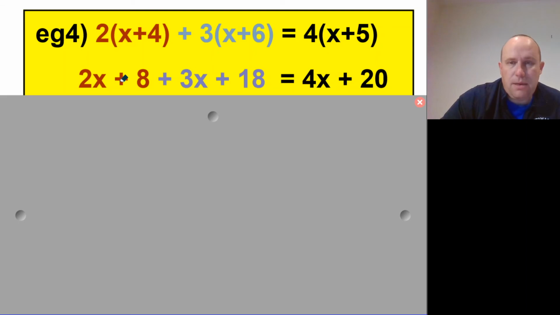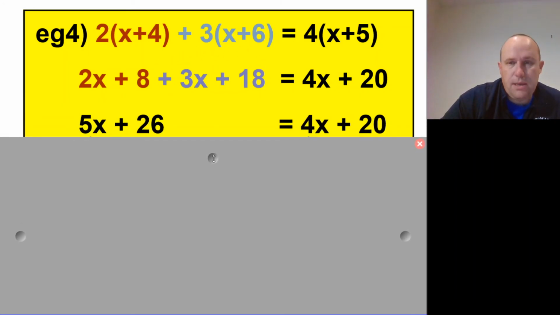And before I start combining and moving things across, or perhaps I should say, I am going to combine before I move things across. On the left-hand side of the equal sign, just combine terms here. So 2x plus 3x is 5x. 8 plus 18 is 26. And now this is your 3-step equation from last lesson.